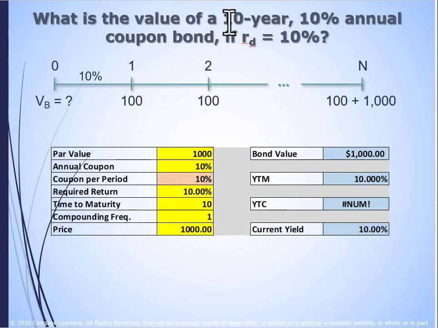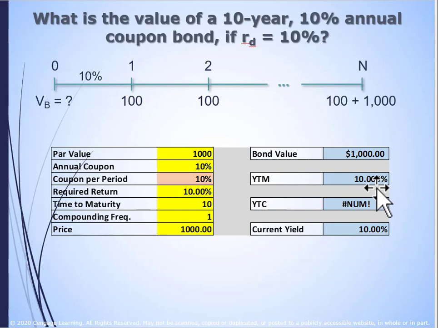What's the value of a 10-year, 10% annual coupon bond if the required return is 10%? So we plug in our numbers. $1,000 the par value, the coupon's 10%, the required return's 10%, 10 years to maturity, compounding frequency 1. You find out that the bond value is $1,000. Now, if you plug in here a price, let's say you could buy it for $1,000.